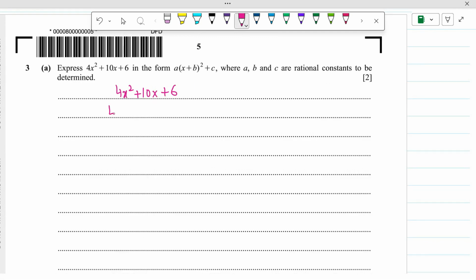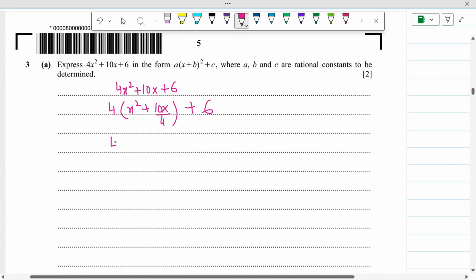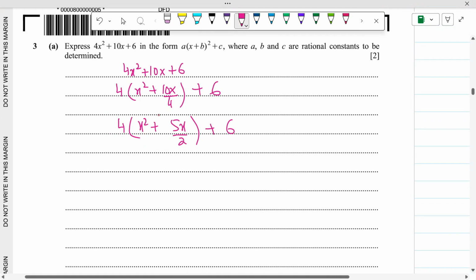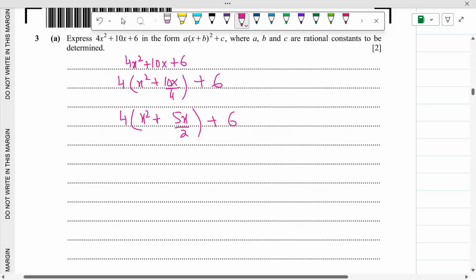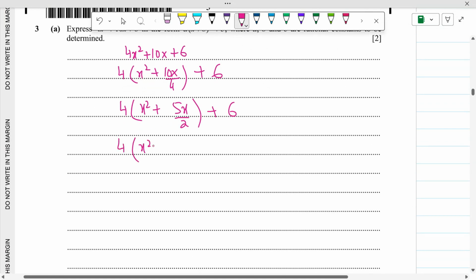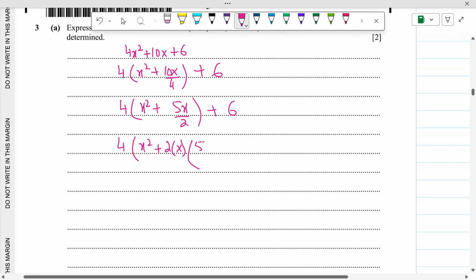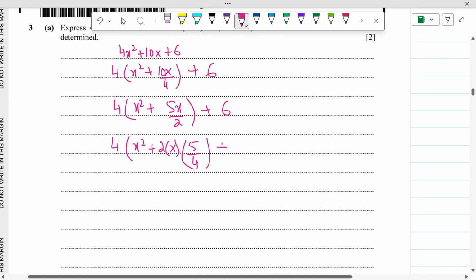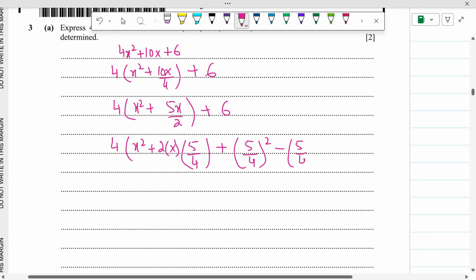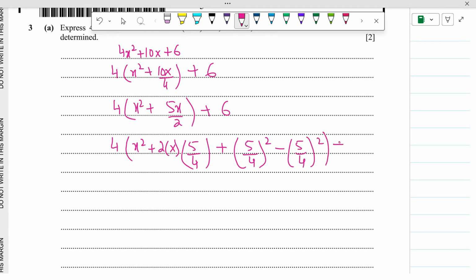So we will take 4 common. We will have x² + 10x/4 + 6. Further solving, we will have 4 times (x² + 5x/2) + 6. We need to make x² + 5x/2 a complete square. So it is 4 times (x² + 2 times x times 5/4 + (5/4)² − (5/4)²) + 6. We just add and subtract the (5/4)².